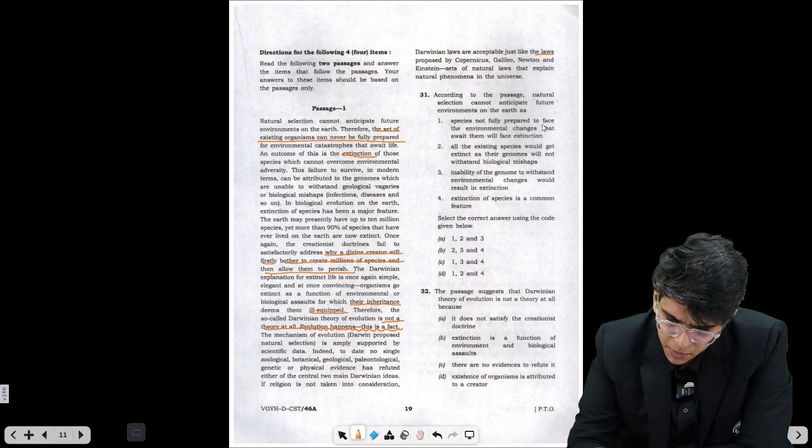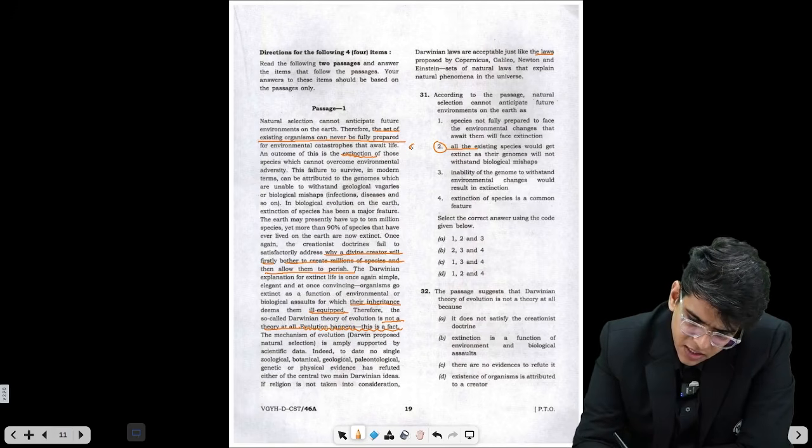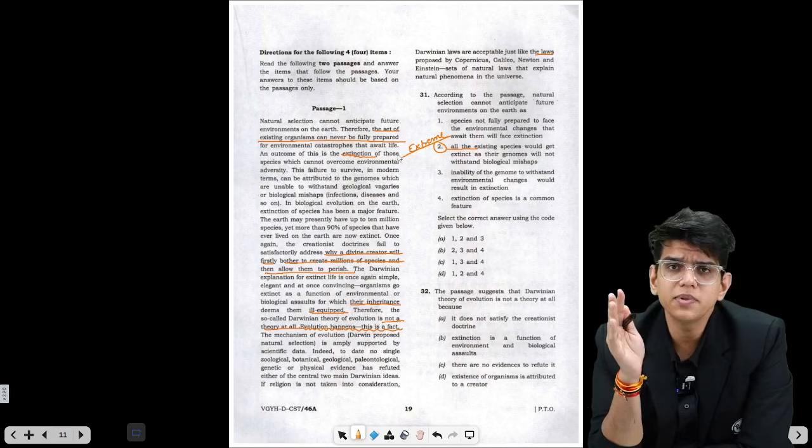Species not fully prepared to face the environment changes that await them will face extinction, correct? All the existing species would get extinct. All these species would get extinct as their genomes will not withstand biological mishaps. Inability of the genome to withstand environmental changes would result in extinction. Yes, extinction of species is a common feature. So basically, this is an extreme statement. We don't know if all the species will perish.